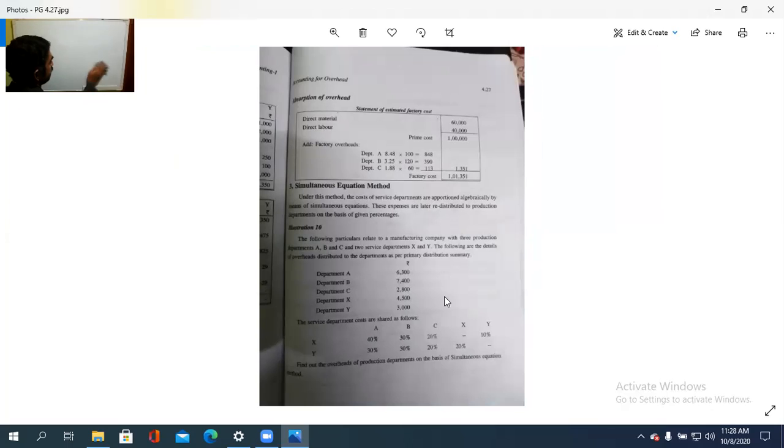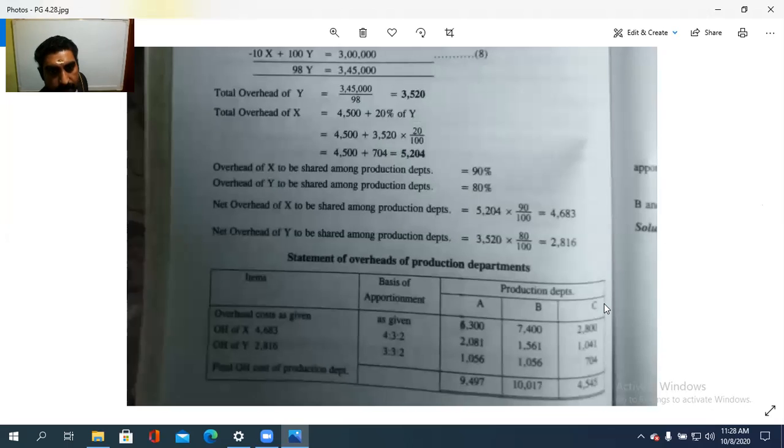Now we apportion, or re-apportion, just as we did earlier. If we get the value of x, we can automatically find the value of y, or if we get the value of y, we can automatically find the value of x. So here, how is it to be? See, statement of apportionment. Under that, basis of apportionment, item, basis, then A, B and C. So first, the production department.